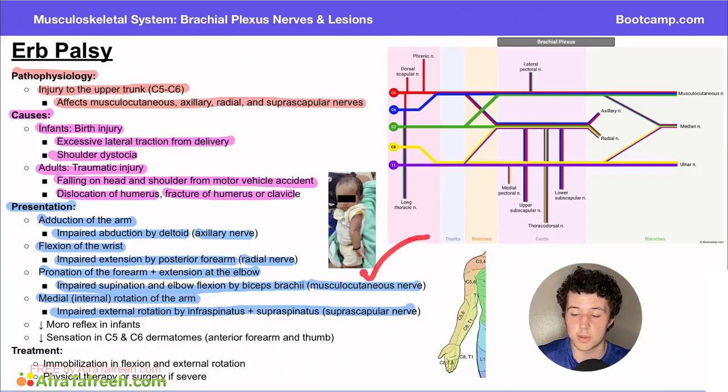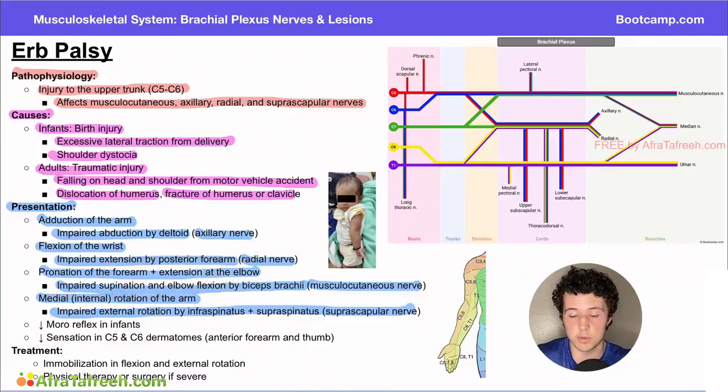If I know the musculocutaneous nerve is affected, then I know that the biceps brachii will be affected. And I know that supination and flexion of the elbow are going to be gone or reduced. And so the patient will present with the opposite of that. They will have forearm extension and pronation. So if we can understand the nerve anatomy, then the presentation makes sense.